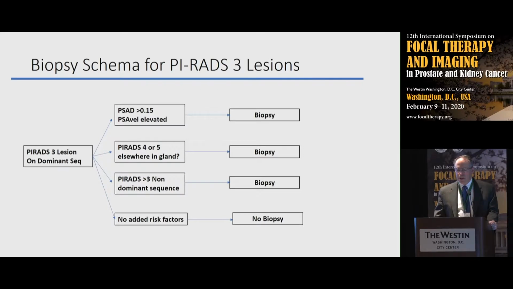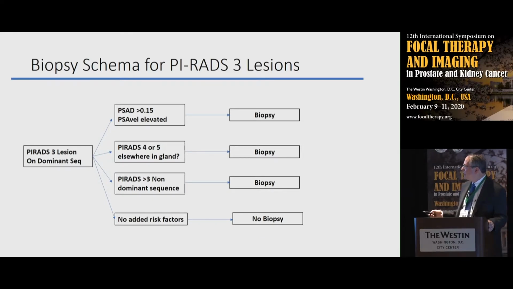I mean, given that the range is between 10 and 40% positive for PI-RADS 3, you can only, in my view, make sense of this by doing some triaging of which patients you're going to watch and which ones you're going to biopsy. So I would say for no added risk factors, a patient who is basically at low risk, a PI-RADS 3 is not justification for a biopsy.